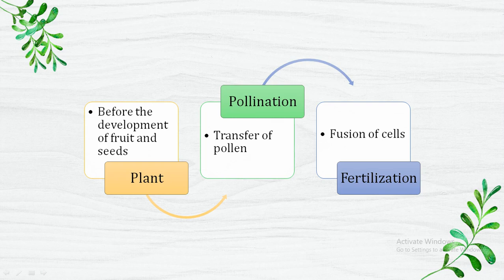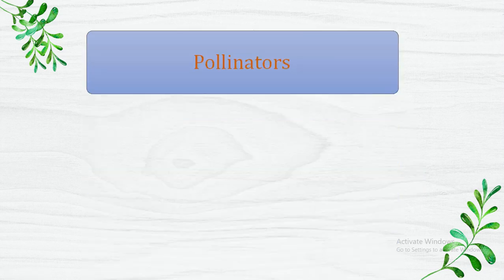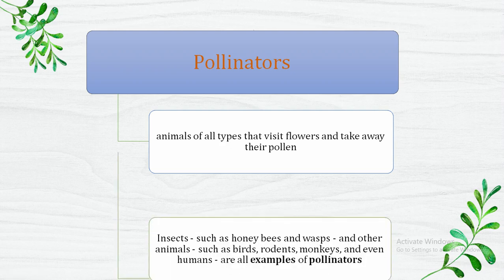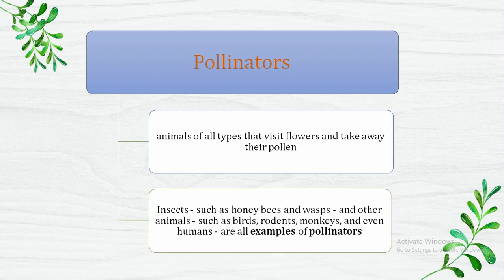We'll discuss each process one by one further. But before understanding the two processes, we need to know who the pollinators are. Pollinators are animals of all types that visit flowers and take away their pollen, because pollen attaches to their body. They can be insects such as honeybees and wasps, or other animals such as birds, rodents, monkeys, and even humans. All are examples of pollinators.